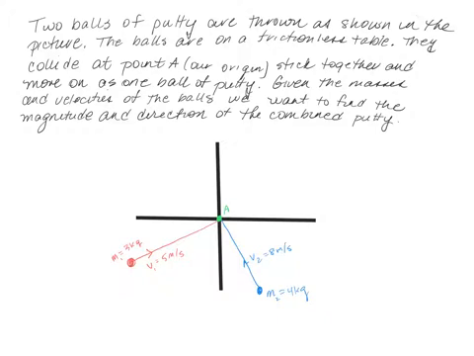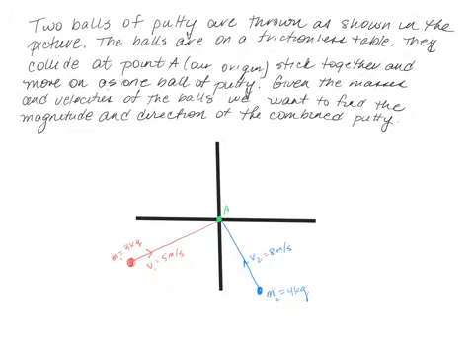Today we're going to work on a problem that involves conservation of momentum in two directions. And it's also going to involve a collision, which is going to be a completely inelastic collision, which means the objects stick together. So we have two balls of putty that are thrown as shown in the figure. The balls are on a frictionless table and they collide at point A. They stick together and they move on as one ball of putty. What we'd like to do is find the magnitude and direction of the combined putty mass.